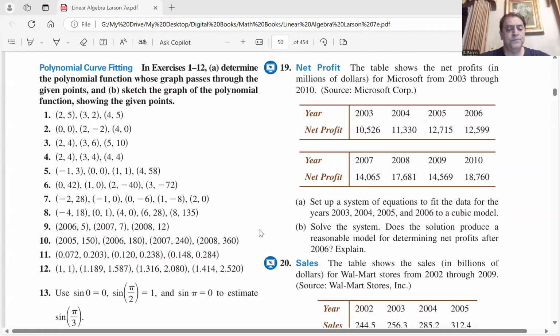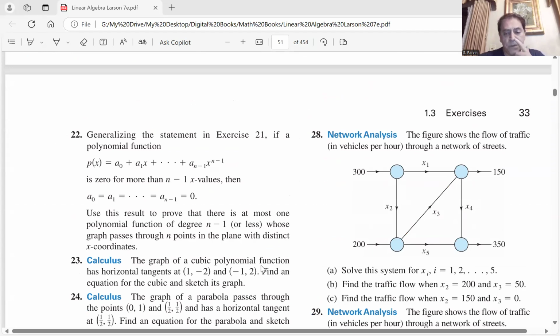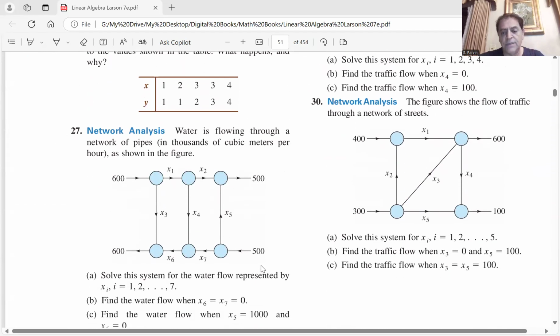So allow me to share my screen first of all. That's the page of the book. And in this section, let's take a look at exercise number 30.